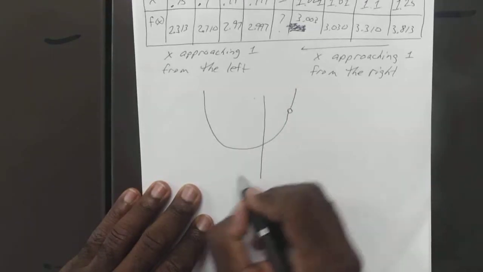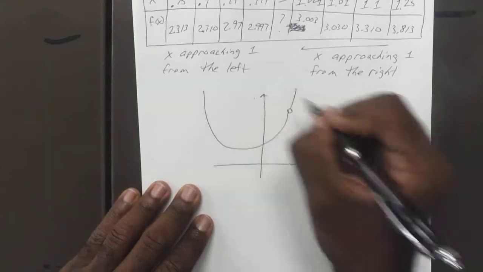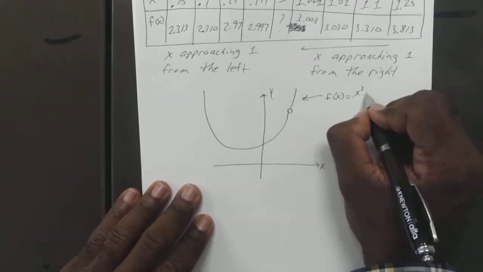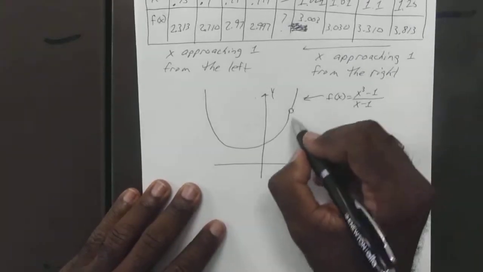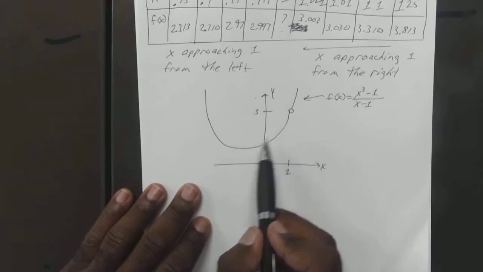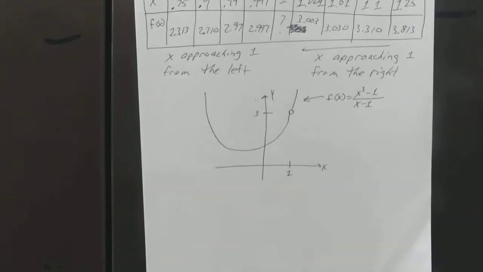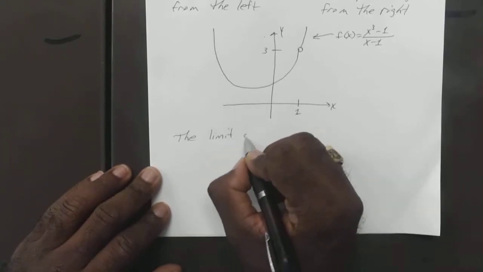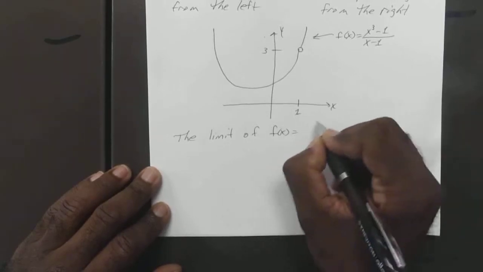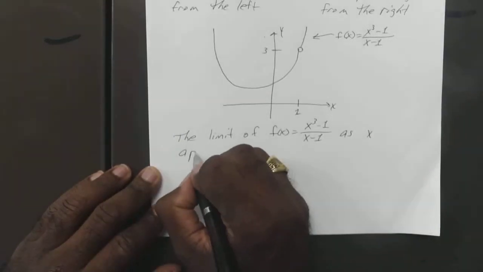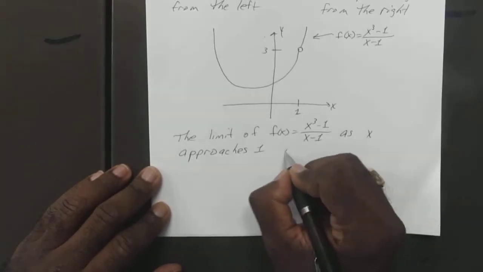That's your x-axis, that's your y-axis. This graph is f of x equals x to the third minus 1 over x minus 1. This is your 1. As it gets closer and closer to 1, your f of x value gets closer and closer to 3. Like I said, it never actually gets to that value, but it gets really close. So once we find the number it gets really close to, we know the limit of f of x equals x to the third minus 1 over x minus 1 as x approaches 1 is 3.